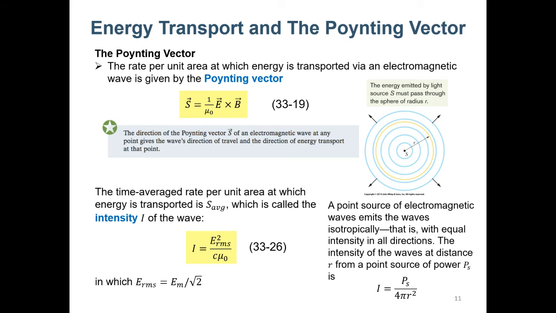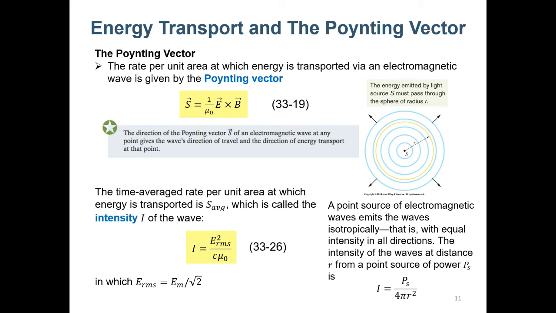So you can imagine there's a point source of electromagnetic wave that emits the wave isotropically, so it propagates in concentric circles, from a point out in all directions. And actually, these black arrows are the Poynting vector at those points. So there is equal intensity in all directions.